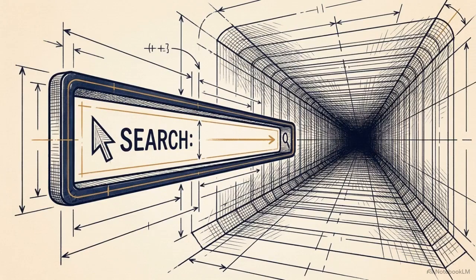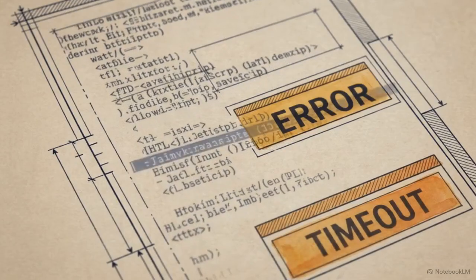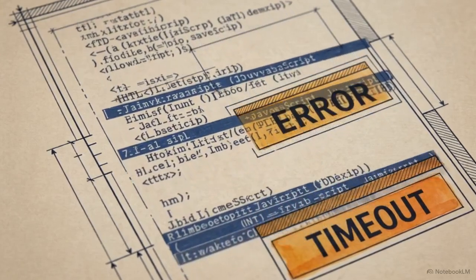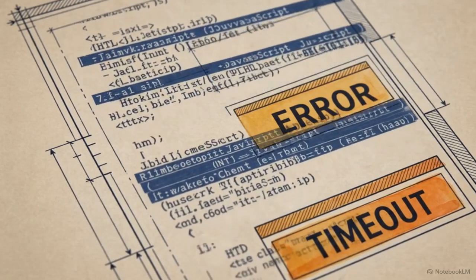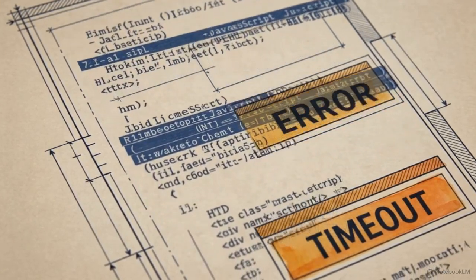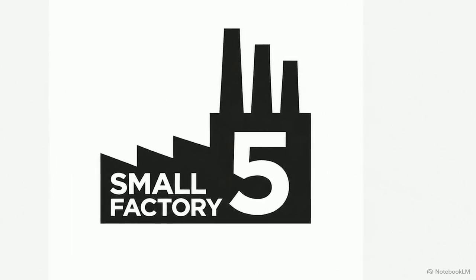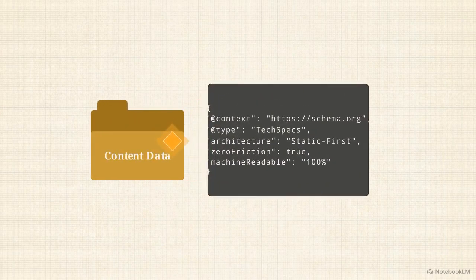When an AI assistant retrieves information, it uses a process called retrieval-augmented generation, scanning the live web to anchor its response in current facts. However, legacy site architectures, heavy with JavaScript and complex plugins, often create parsing errors for AI crawlers, leading to timeouts or incomplete data extraction. Small Factory 5 addresses this technical bottleneck with an ultra-lean, static-first architecture. It's a build designed to give search bots and AI crawlers zero-friction access to page content.